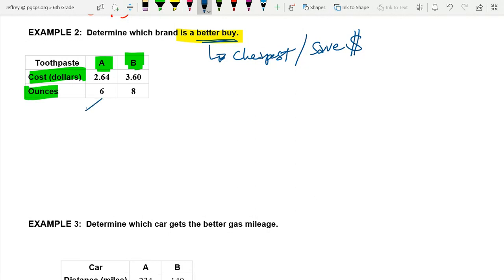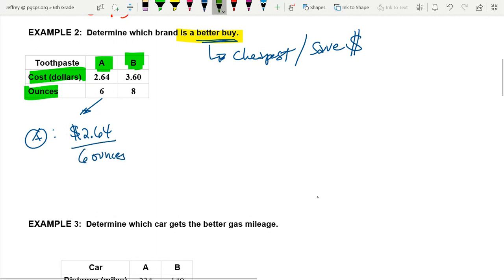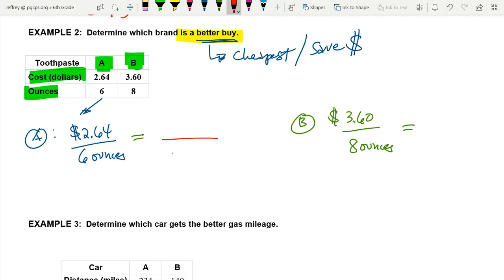Brand A, the rate would be $2.64 for 6 ounces. And brand B says $3.60 for 8 ounces. Now remember, to compare the rates, it's easier when we get our unit rates. So this is 1 ounce. For the same amount of ounce, how much does it cost? Which one's cheaper? So use your calculator and solve it.